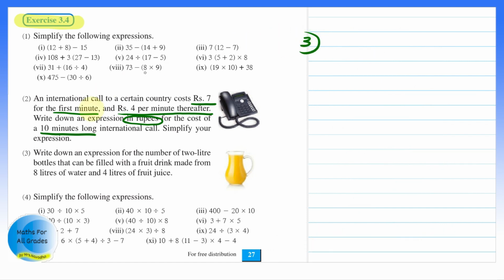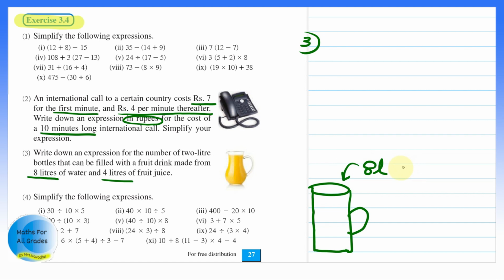Question number 3. Write down an expression for the number of 2-liter bottles that can be filled with a fruit drink made from 8 liters of water and 4 liters of fruit juice. Okay, now think you are going to make a fruit drink with 8 liters of water and 4 liters of fruit juice. So altogether there's 8 plus 4. This much drink you have now.